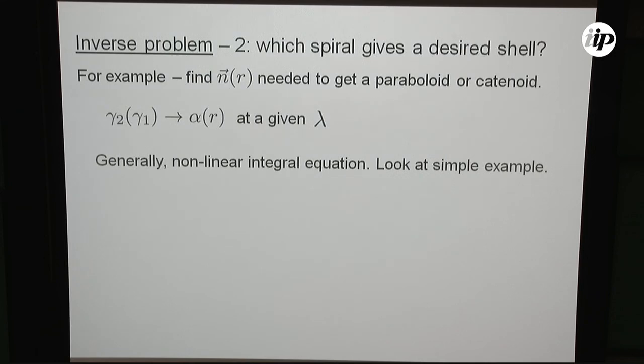Right, so the inverse problem number 2, which spiral gives the desired shell? And in general, that's quite a difficult problem, and it involves a nonlinear integral equation. But there are some ones.